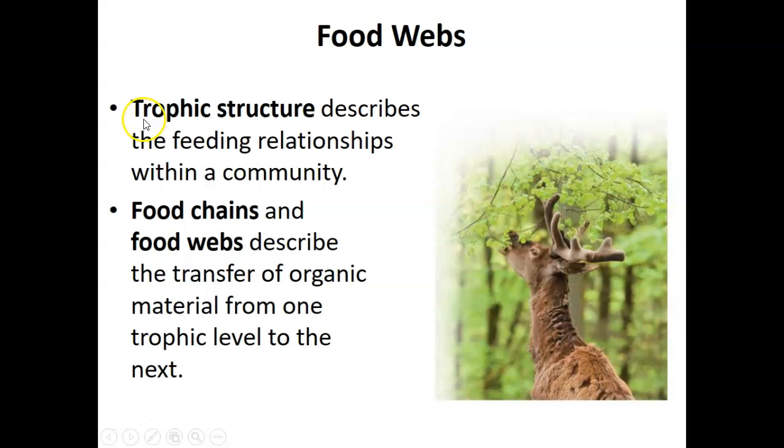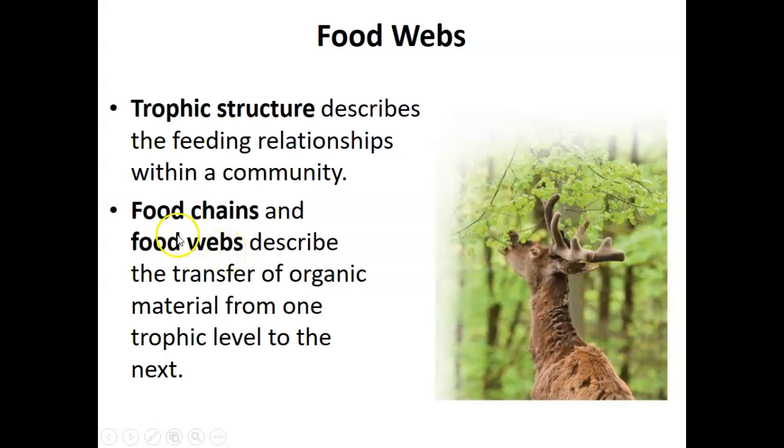We mentioned trophic structure in earlier chapters. A trophic structure describes the feeding relationships within a community. So the trophic structure can be described using food chains or food webs.